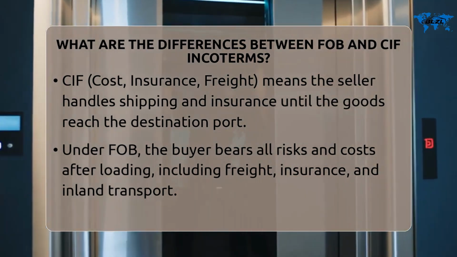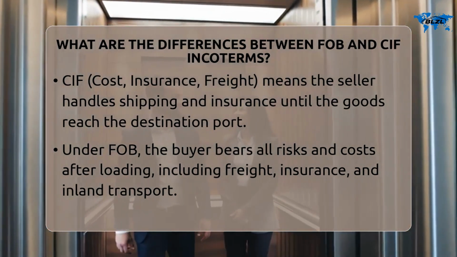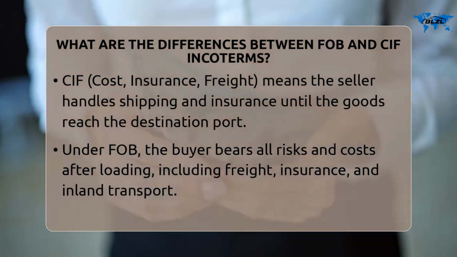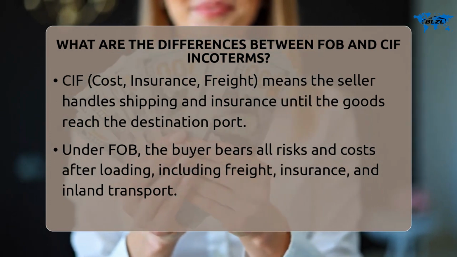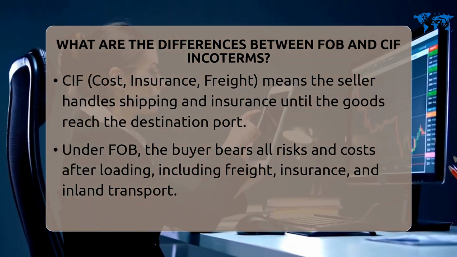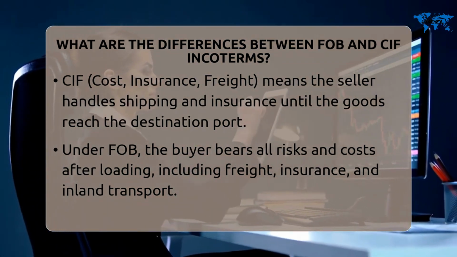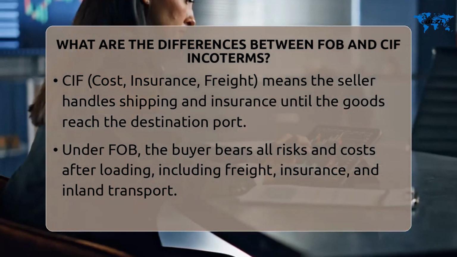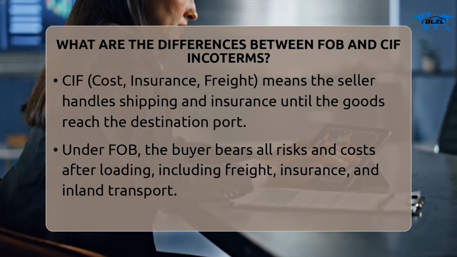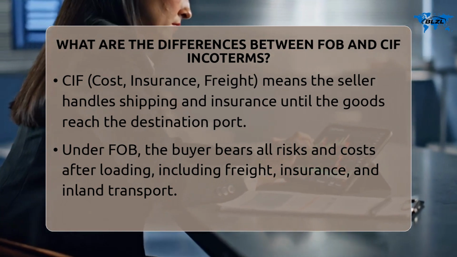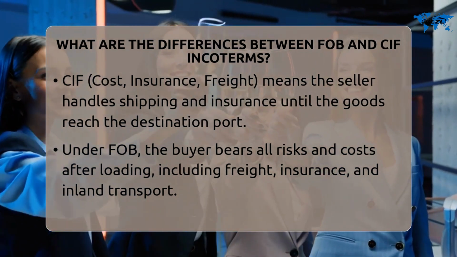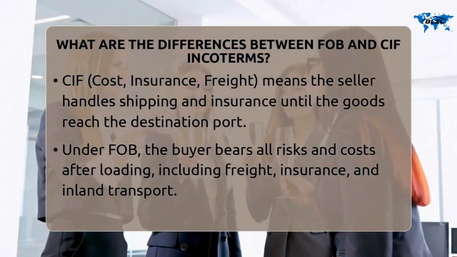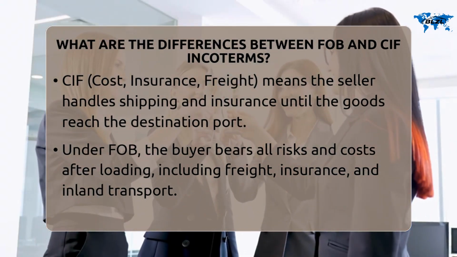Next, consider who pays for what. Under FOB, the seller pays for export duties and loading the goods onto the ship. The buyer then covers the main freight costs, insurance, unloading, and inland transportation after arrival. Conversely, in CIF, the seller pays for export duties, loading, freight to the destination port, and minimum insurance coverage. The buyer then takes care of unloading, import duties, and transportation from the port to their warehouse.